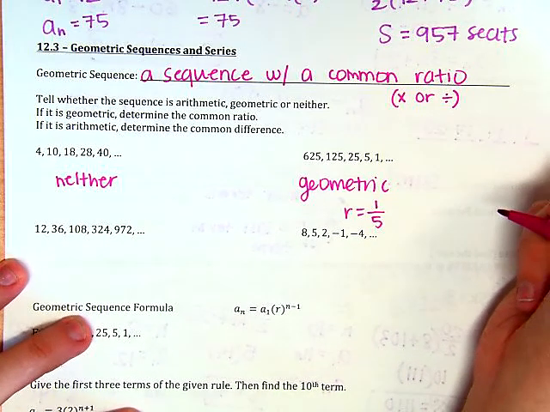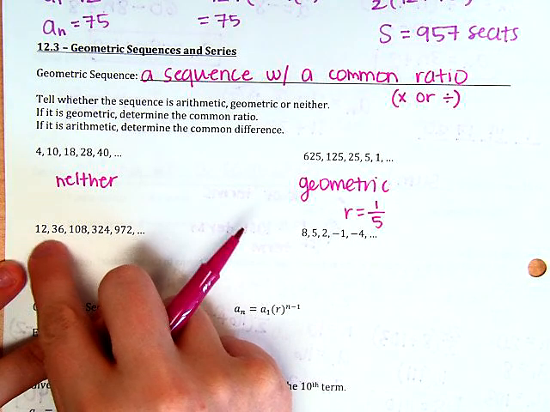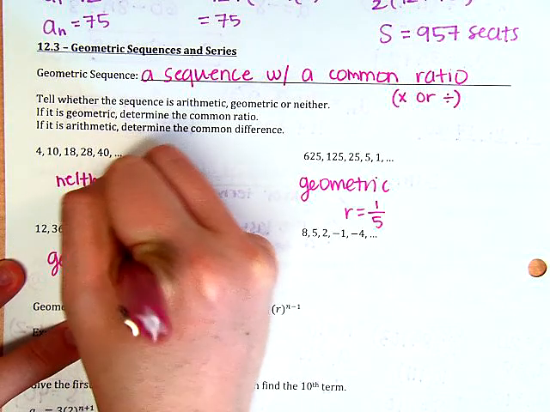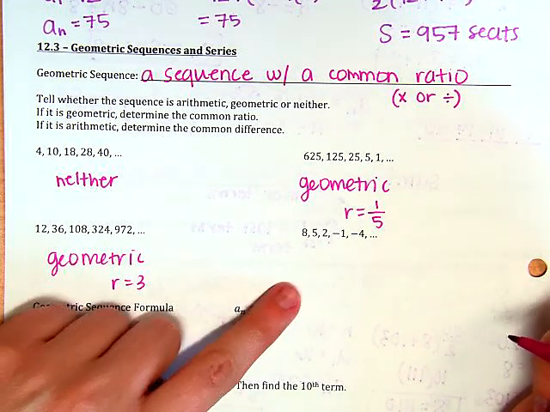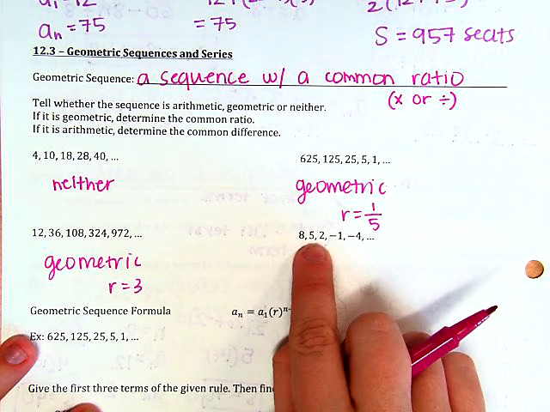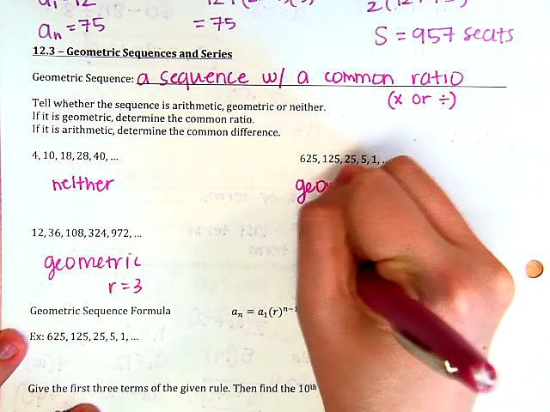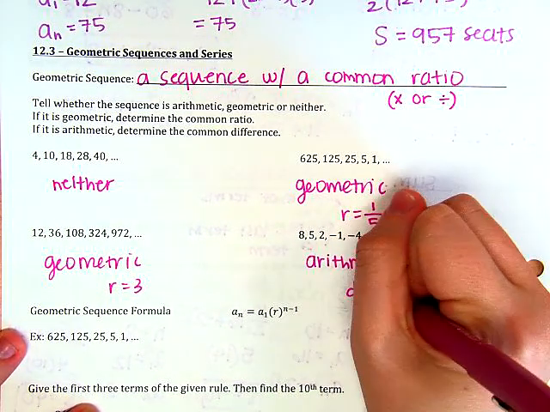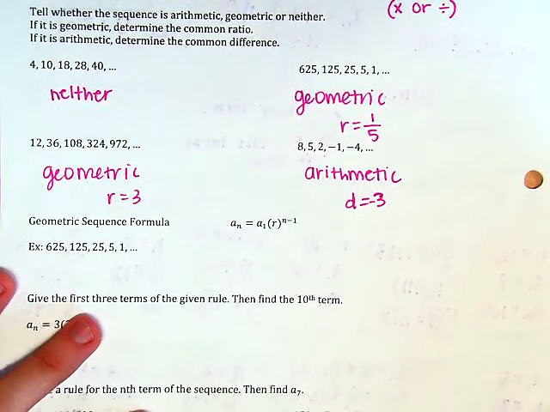Next one says 12, 36, 108. I'm multiplying by 3 each time. So multiplying, that's geometric. My ratio is 3 because I'm getting bigger. Last one, looks like I'm subtracting. So I'm subtracting 3, yep, that works. So if I'm subtracting, that's called arithmetic. And my common difference would be -3. Okay, let's go on to finding formulas.